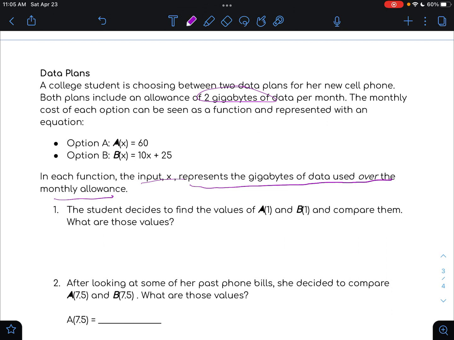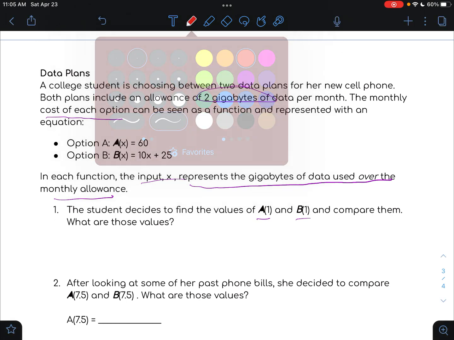And then let's think about what that would mean for the cost. So it produces a cost, right? So x is the input, the gigabytes of data over 2 gigabytes, and then that produces some sort of cost for our plan. So the student decides to find the values of A of 1 and B of 1 and compare them. What are these values?